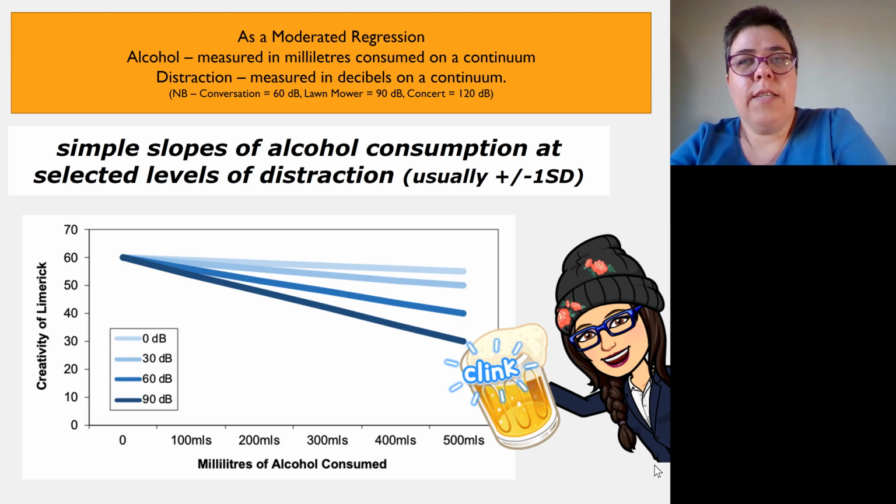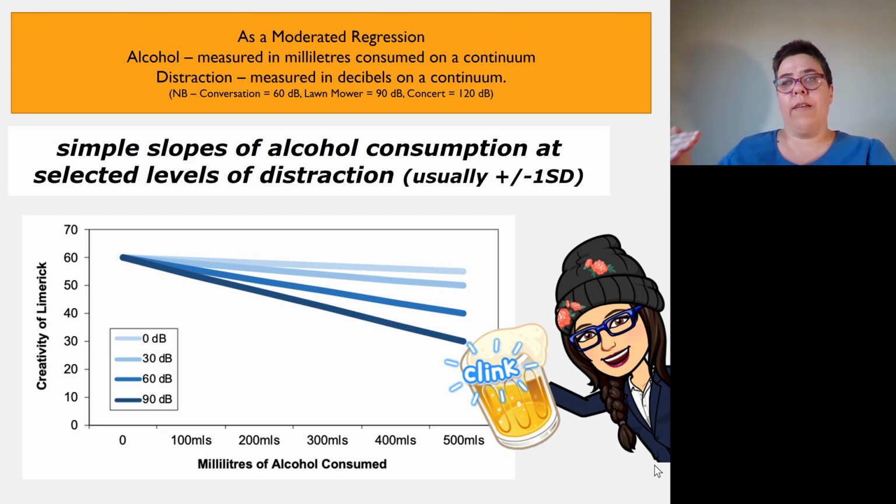And so what we can see then is that what was formerly a categorical graph is now a more complex, potentially, regression graph.